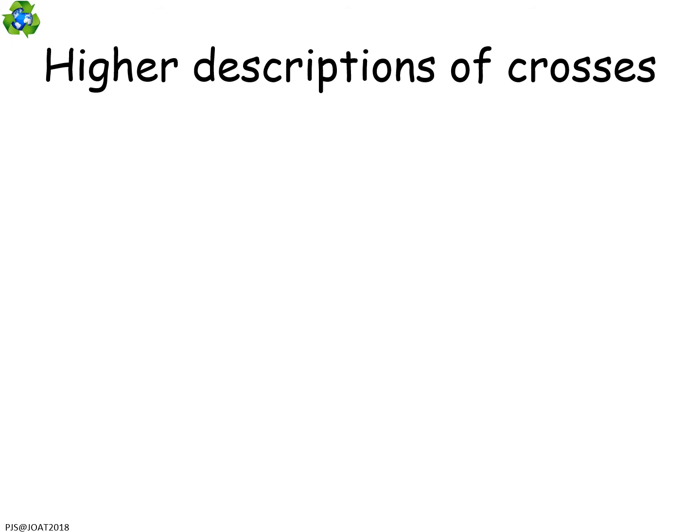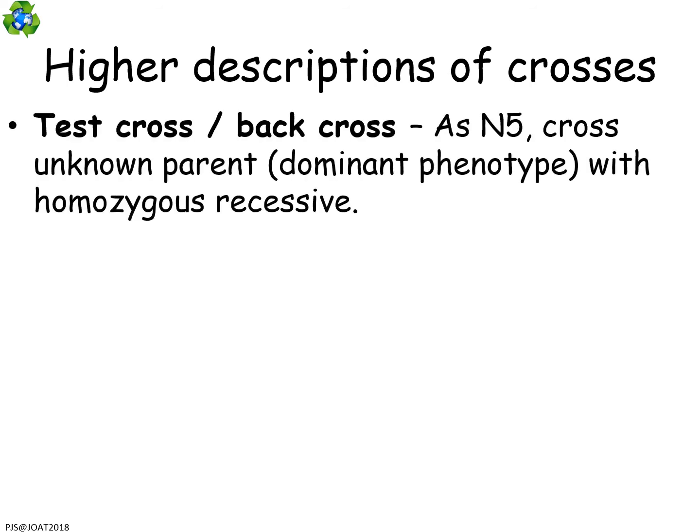So for Higher, you need to have just a few more definitions that are a little bit clearer. Some of them are the same. So Nat5, we talked about test crosses or back crosses. What you do there is you have an unknown parent, but you know that it has the dominant phenotype. Now what that means is that you have something that is either that or that, but you don't know which, because as soon as you had one of these, they look exactly the same.